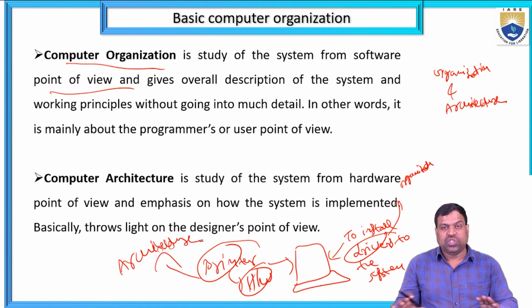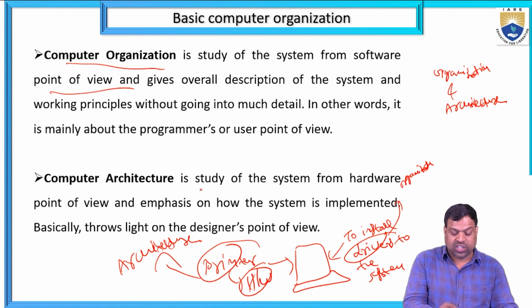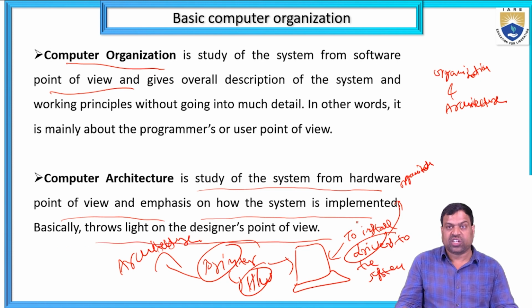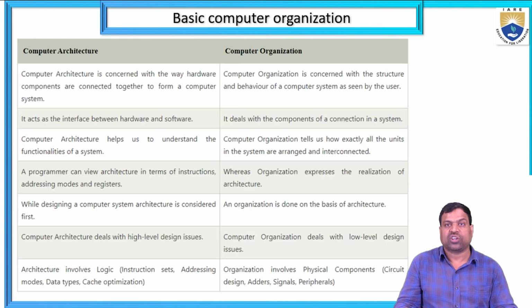Organization means it will be organizing all the devices. Suppose I have so many inputs, so many outputs, so many memory units. How are we organizing all those things? But architecture means how we are designing. Designing means architecture, organizing means organization. So architecture means we are designing from the hardware point of view. The emphasis is on how the system is implemented through the light of the designer's point of view. So these are the major differences of computer organization and architecture.